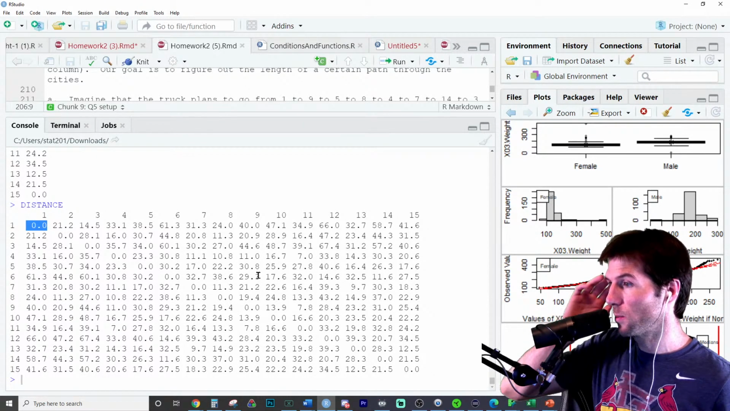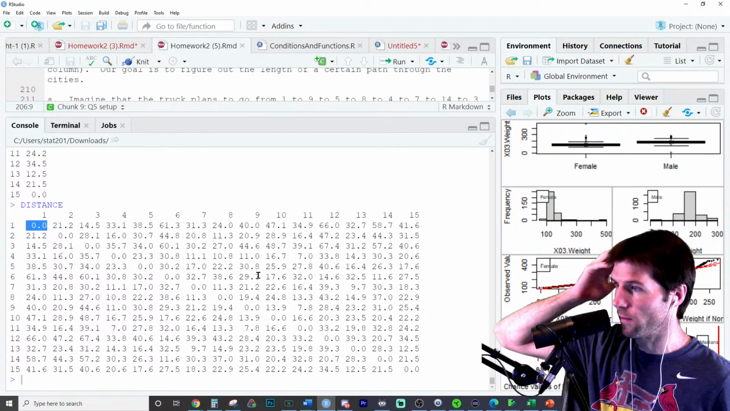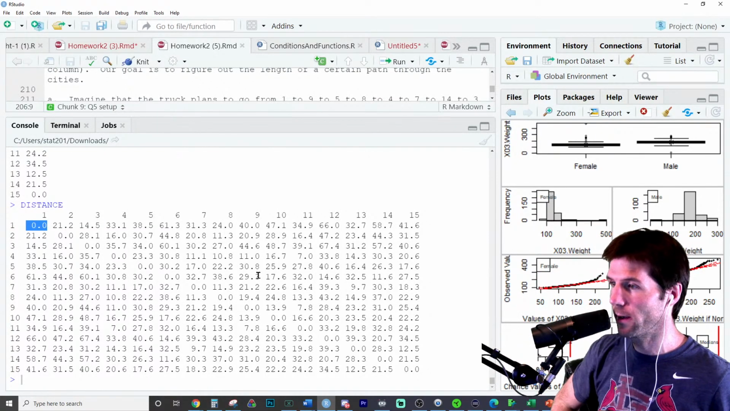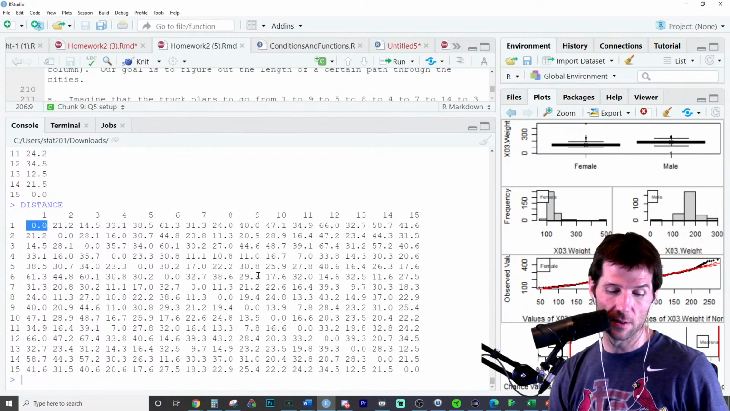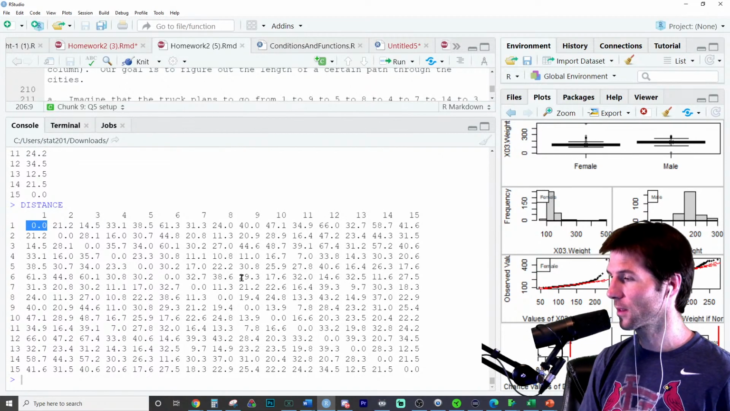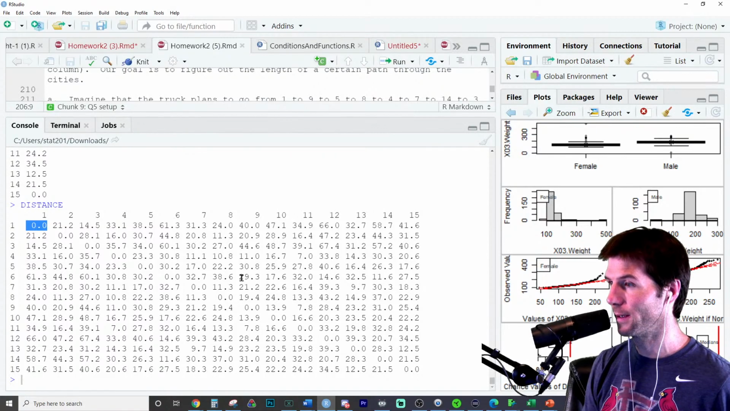So these are the distances between the cities. Why is there a distance of 0 between city 1 and city 1 right here? Even if you're not in 474, just think about it: this is city 1 and city 1.